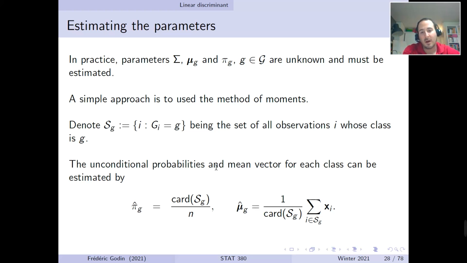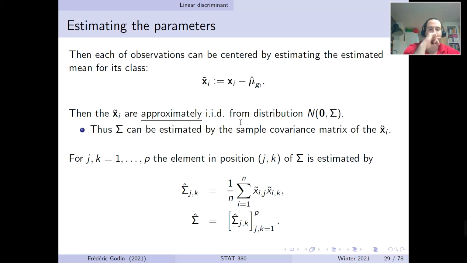Now what we'd like to do is pick sigma, and we'd like to take the sample covariance matrix of all observations, but we cannot only use one class to do that. We have to use all points. So here is how to proceed in practice.